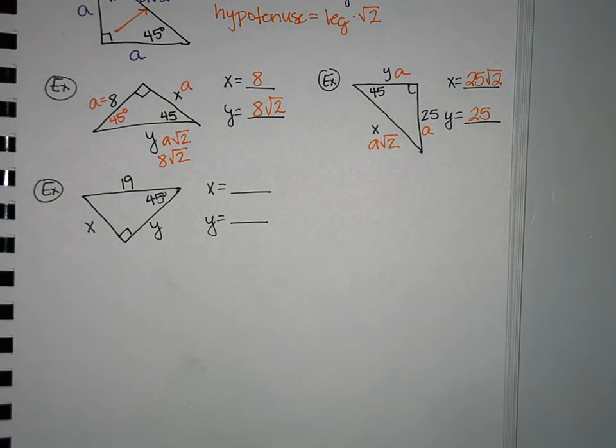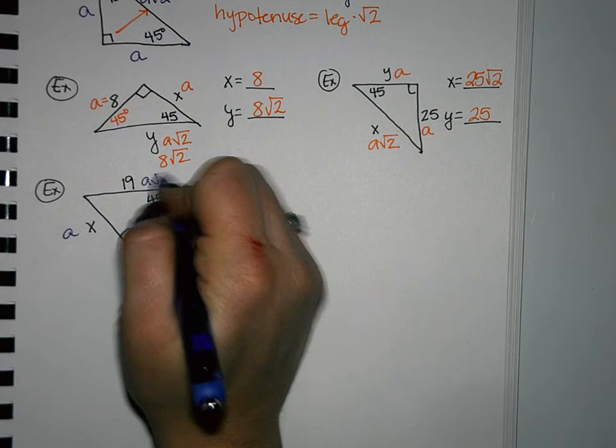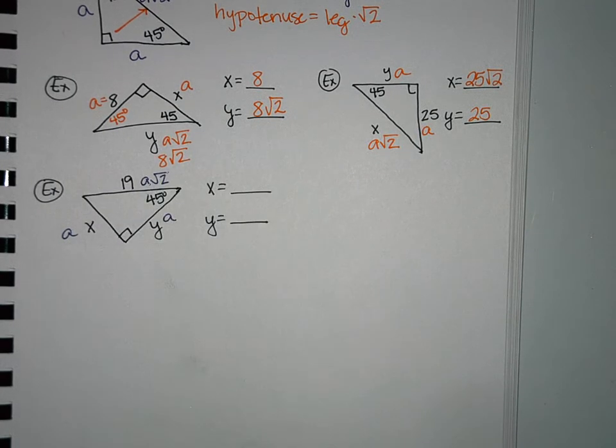First question, do we have a 45, 45, 90? Yes. Okay, so now go ahead and label your a's and a root 2. So which one would be a and which one would be a root 2? X and y are a, and 19 is a square root 2.